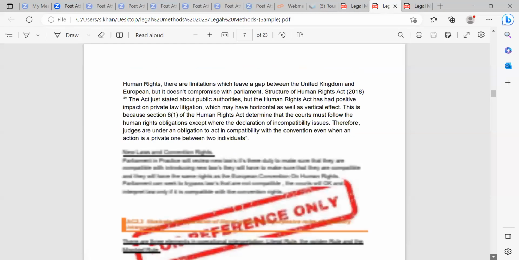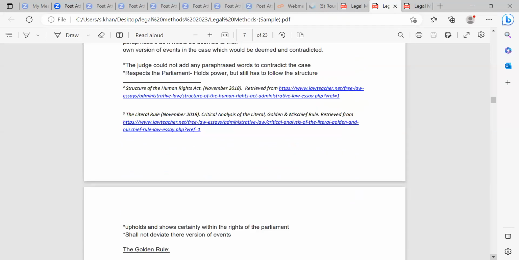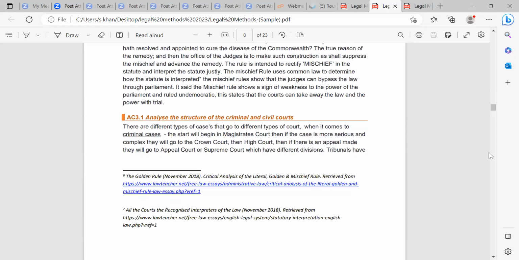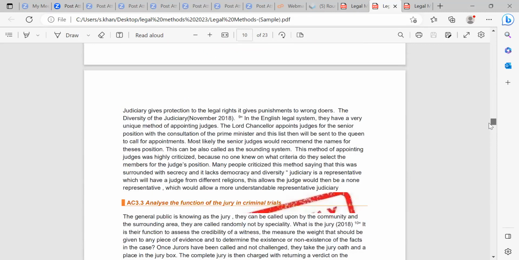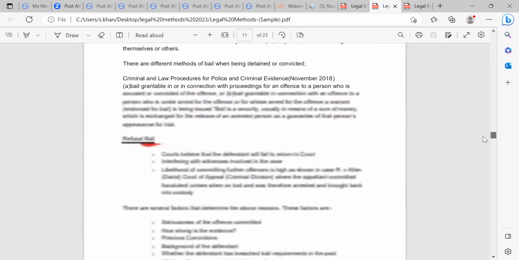But have a look through it. It's a good sample to use, and it identifies the 3 elements: literal, golden, mischief, rule, purposive. And in this one, the person would have got merit if they did mention purposive? Maybe they've done it further down. But identify what you're going to do in each one.